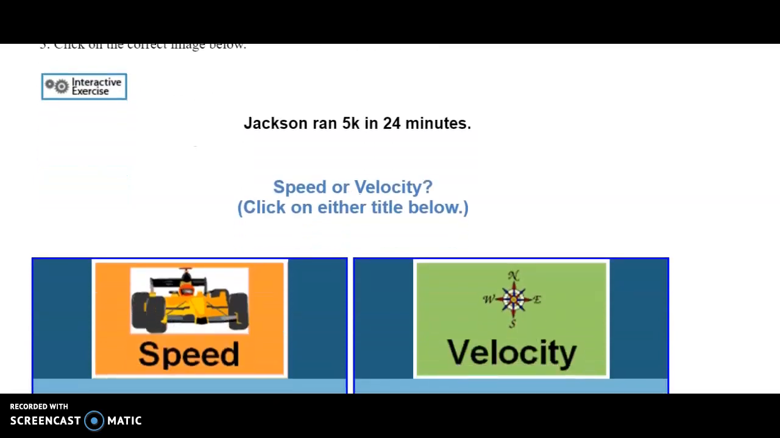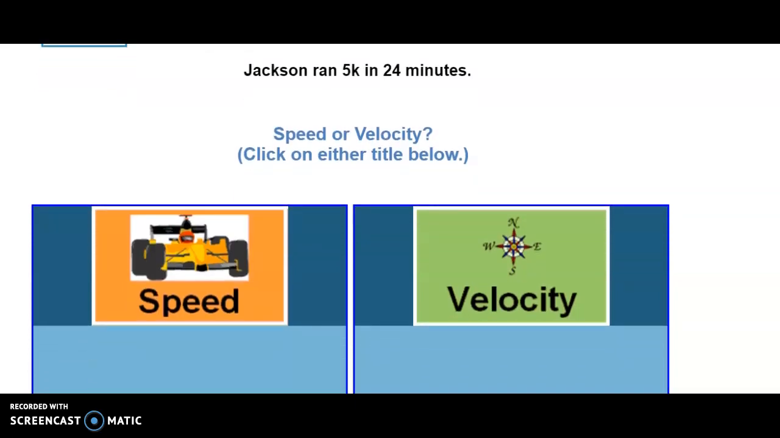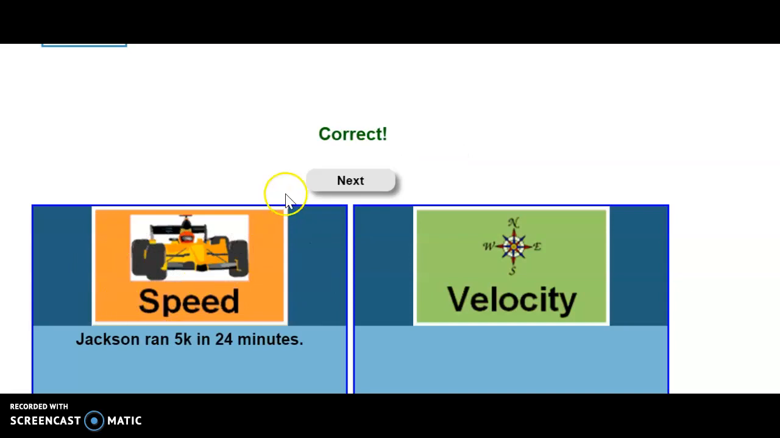Remember, speed refers to an object's change in motion over a certain period of time, whereas velocity is the change in motion over a certain period of time, but it also includes direction. Our first statement says Jackson ran 5 kilometers in 2 minutes. Think about what the answer is and pause the video if you need to. So that's a speed. There's no direction associated with it.